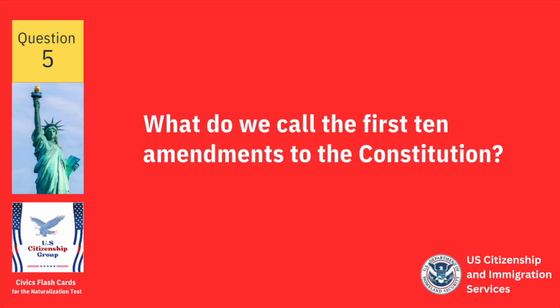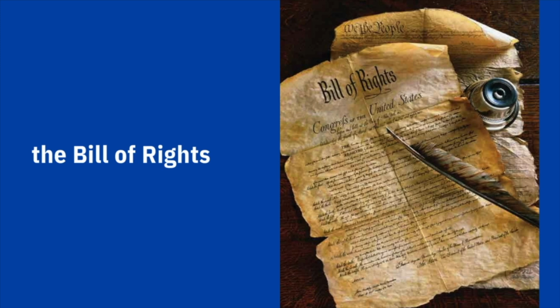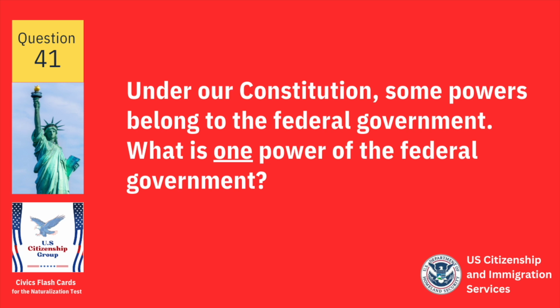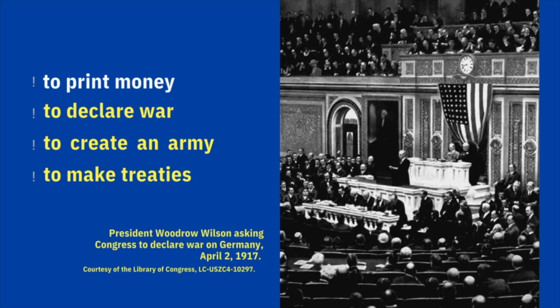What do we call the first 10 amendments to the Constitution? The Bill of Rights. Under our Constitution, some powers belong to the federal government. What is one power of the federal government? To print money.